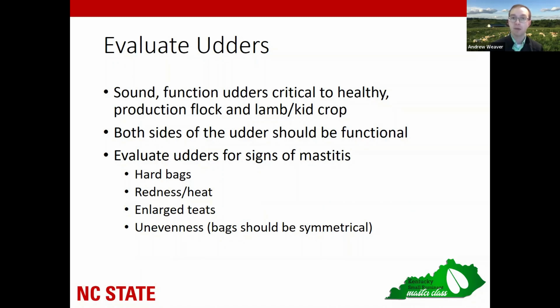Any females that we're interested in purchasing, we need to make sure, especially if they're mature, already had a lamb crop or two, we need to evaluate those udders for any signs of mastitis. Hard bags, any redness, heat, enlarged teats, unevenness of those bags, and make sure they have a sound, symmetrical, soft udder that's going to be productive, that's going to be useful, and those females are going to be functional from that standpoint. That's very important to making sure we have a functional and productive female base to our flock.